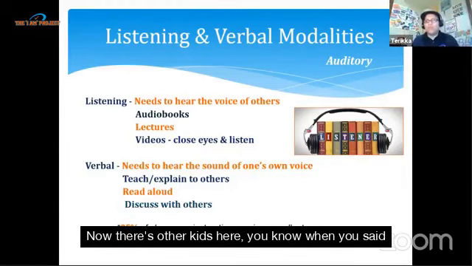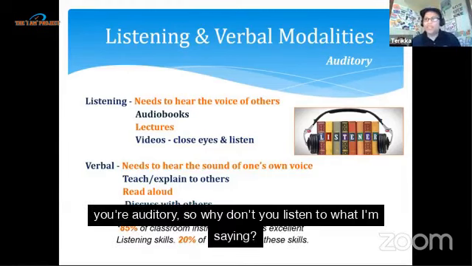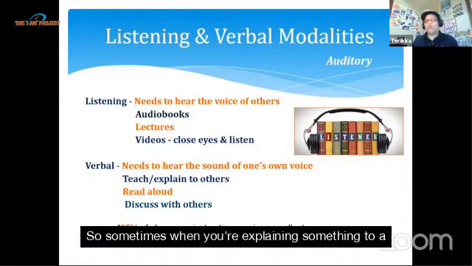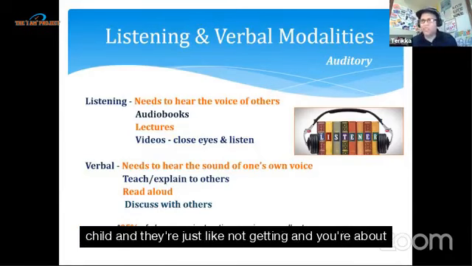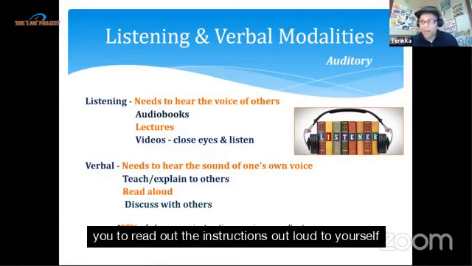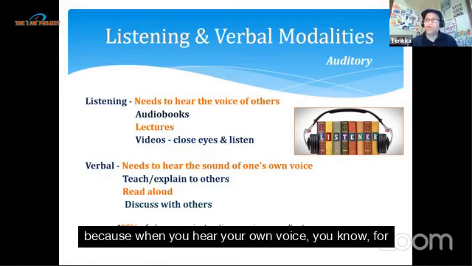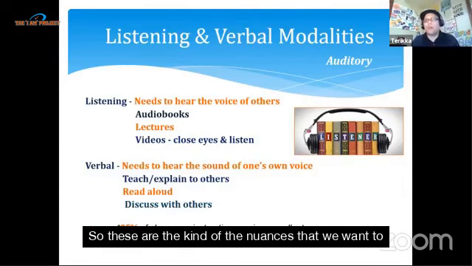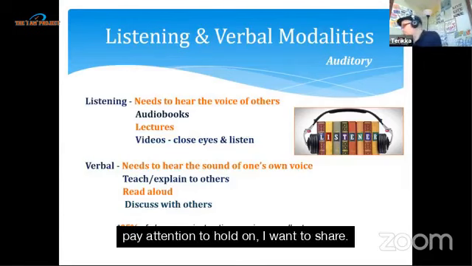Now, there's other kids who are like, well, you said you're auditory, so why aren't you listening to what I'm saying? Well, it's like, no, I'm a verbal auditory person. So I need to hear the sound of my own voice. So sometimes when you're explaining something to a child and they're just not getting it, and you're about to pull out your hair, you can say, you know what? I need you to read out the instructions out loud to yourself, because when you hear your own voice, for that child, it may resonate at a different level. You know what I mean? So these are the nuances that we want to really pay attention to.